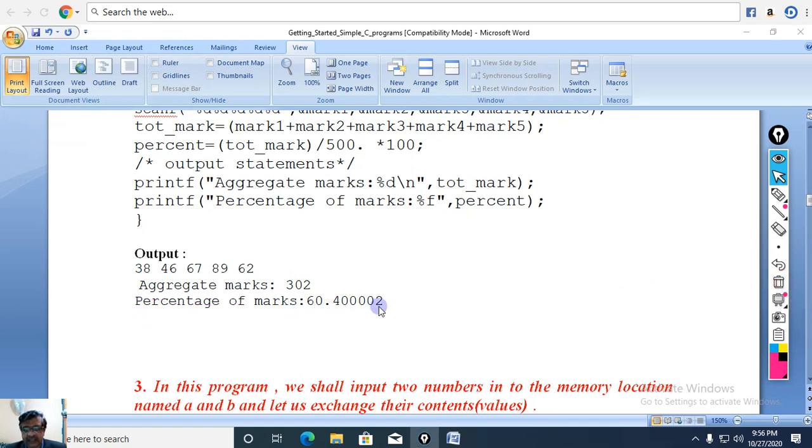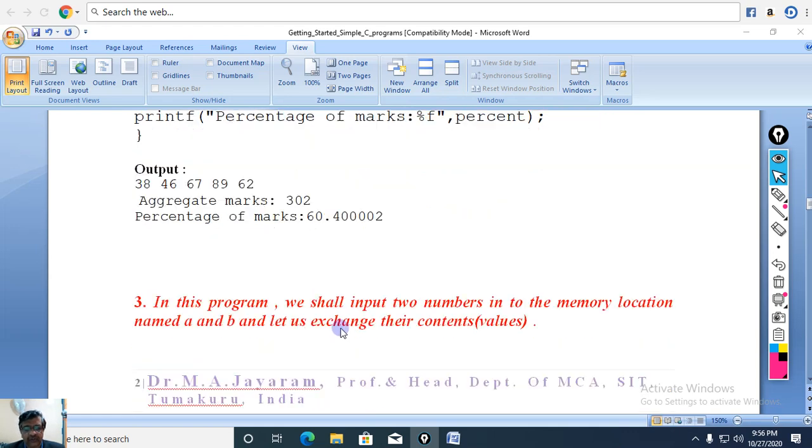And what is to be noticed here is the decimal places. Because these are all of single precision, it will be accurate up to 6 decimal places. So 60.400002. That is the thing that we have got.